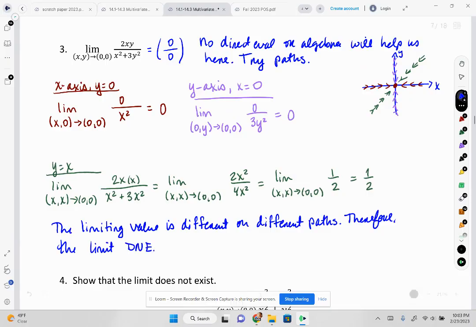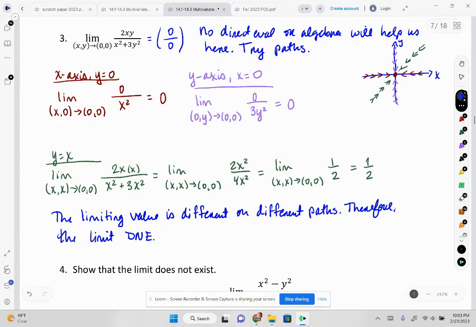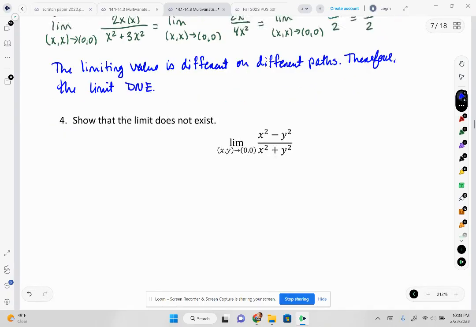And then I'm done with the problem. So that was one of those where I feel lucky because I only had to do 3 paths, and I was able to show that I got different limiting values, which means I'm done, because different limiting values means the limit doesn't exist. Okay, let's look at another one.